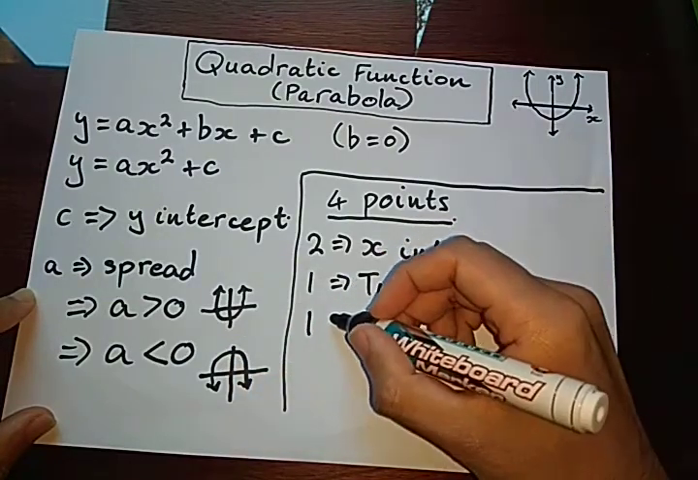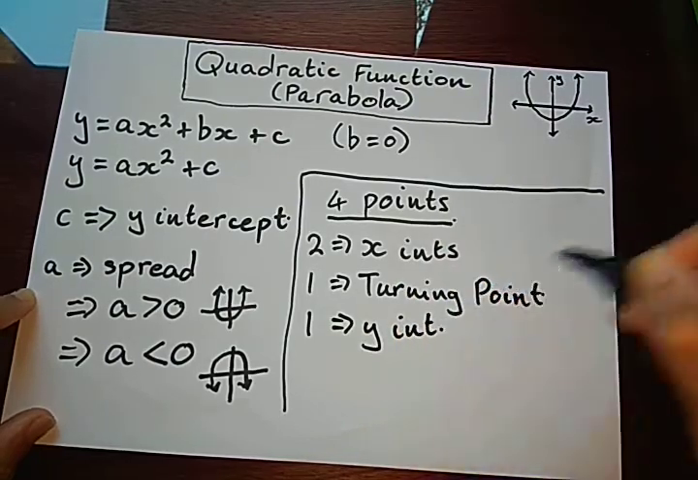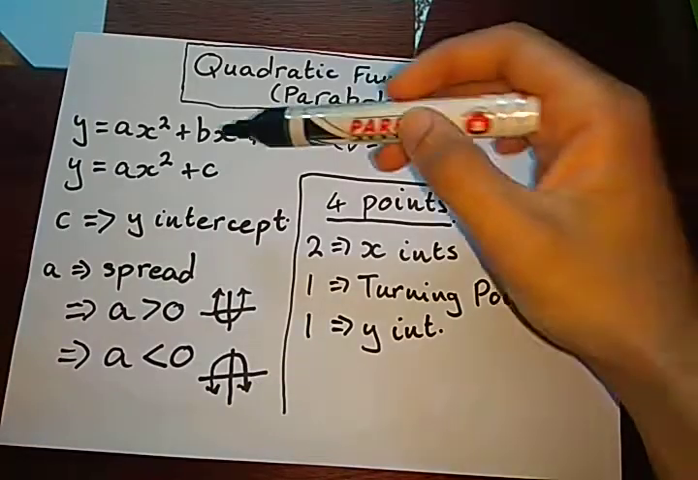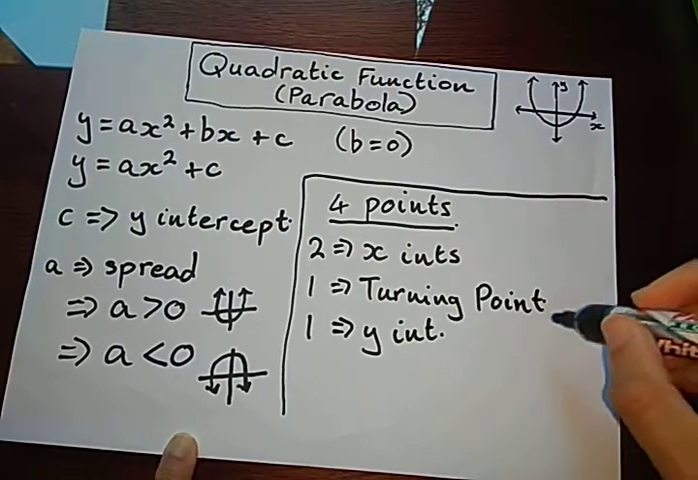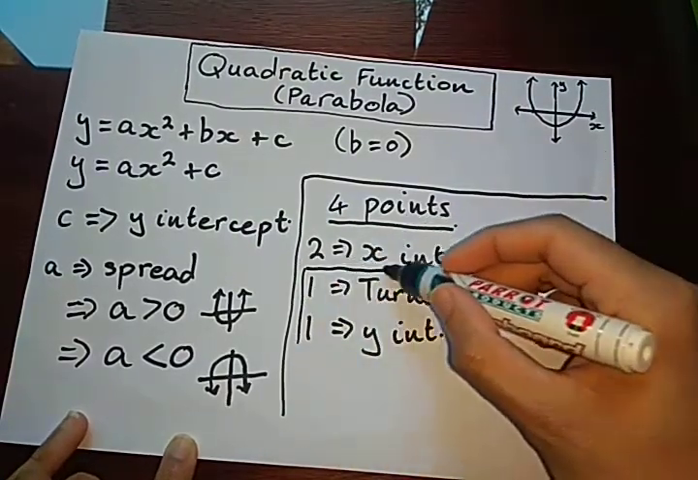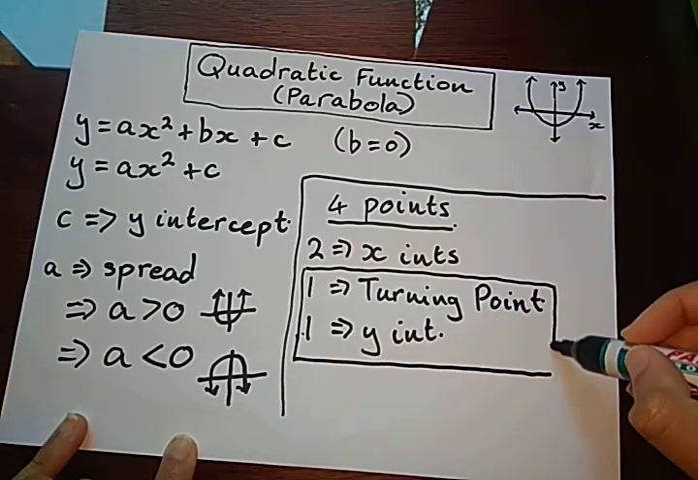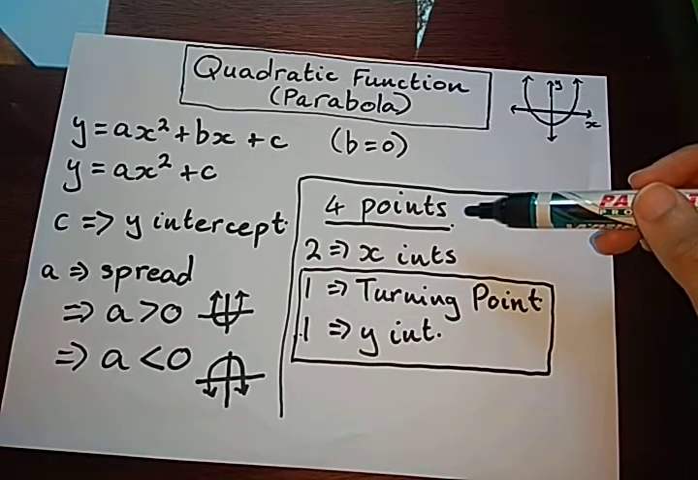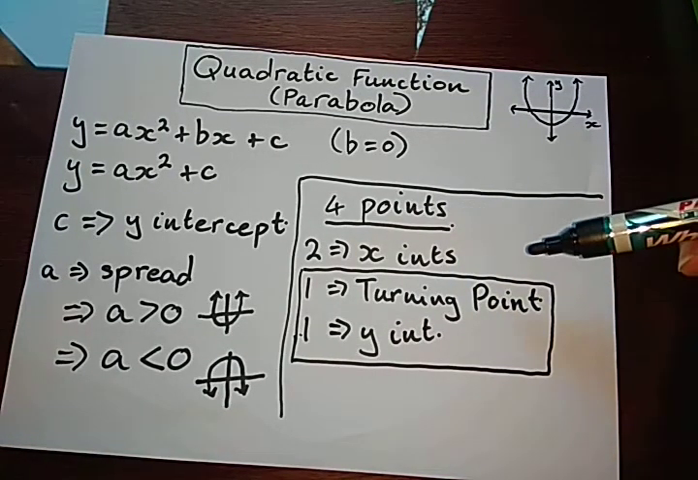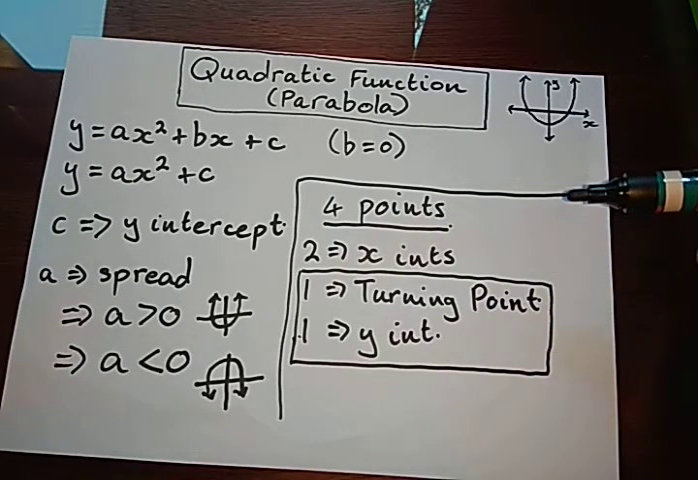And the next point that we're interested in is our y-intercept. Now, the great thing about this equation at grade 10 level, because there is no b value, is that our turning point and our y-intercept will always fall exactly on the same point. So in other words, we actually need 3 points to plot this graph on our Cartesian plane: 2 x-intercepts and our turning point or y-intercept, which is the same thing. Over here, I'll have a quick example.